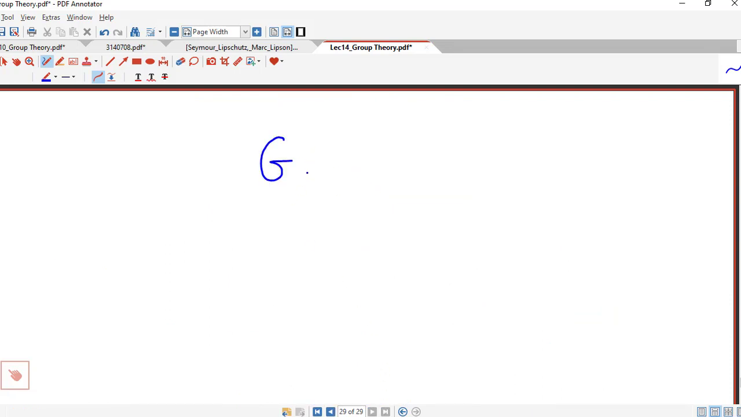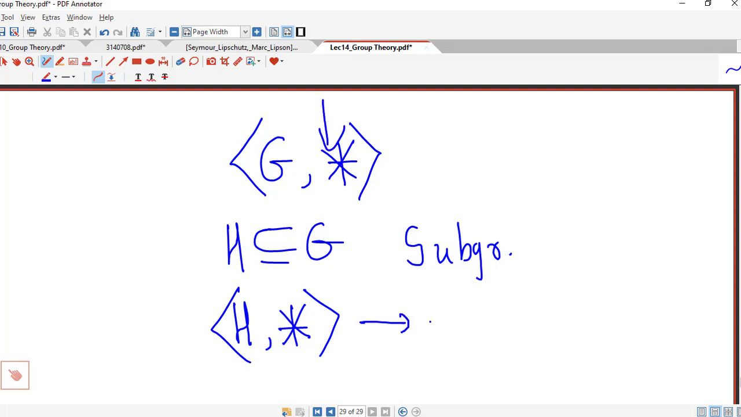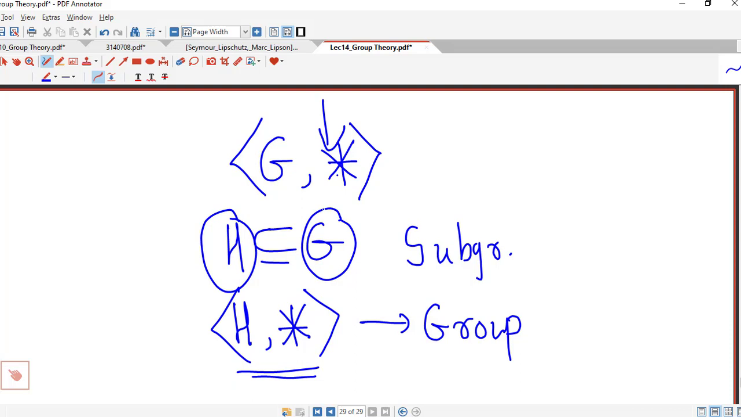So suppose G is a group under the binary operation, say star, then a subset H of G is called a subgroup of G if H itself is a group under the same binary operation of G. So if a subset H of a group G is also a group under the same operation of group G, then we say that subset H is a subgroup of group G.